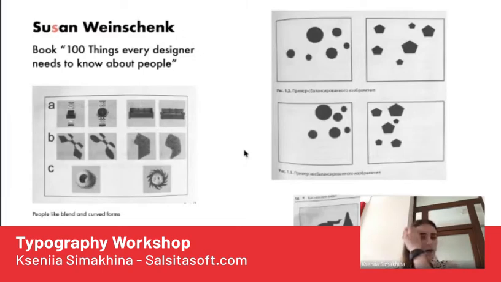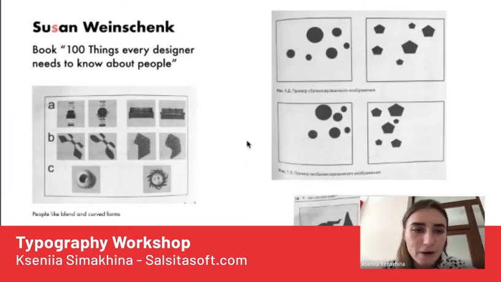Here's some pictures from the research. I found it in the book 100 Things Every Designer Needs to Know About People. There were some experiments where people were asked which form they like. The first one was just about some real objects from the world, and usually people chose the form that has some blended angles and some curves.